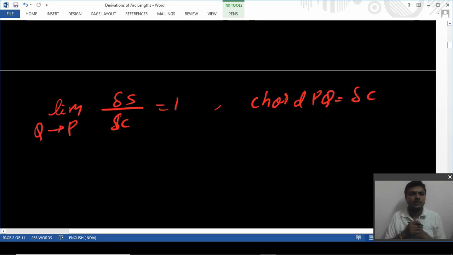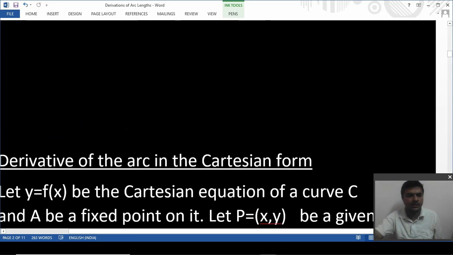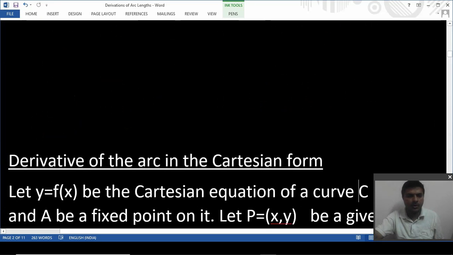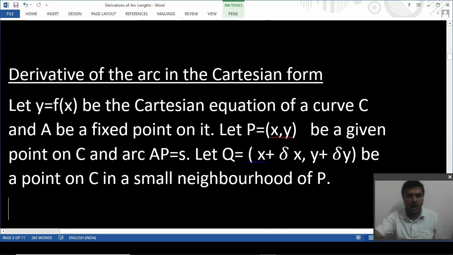Now these formulas are useful to derive arc length in Cartesian form, arc length in parametric form, and arc length in polar form. We will go through three derivations very quickly today. Please stay with us, as they are very important. They are derivation of arc length in the Cartesian form. How are you going to construct this, friends? Very easy. Just look at the screen.